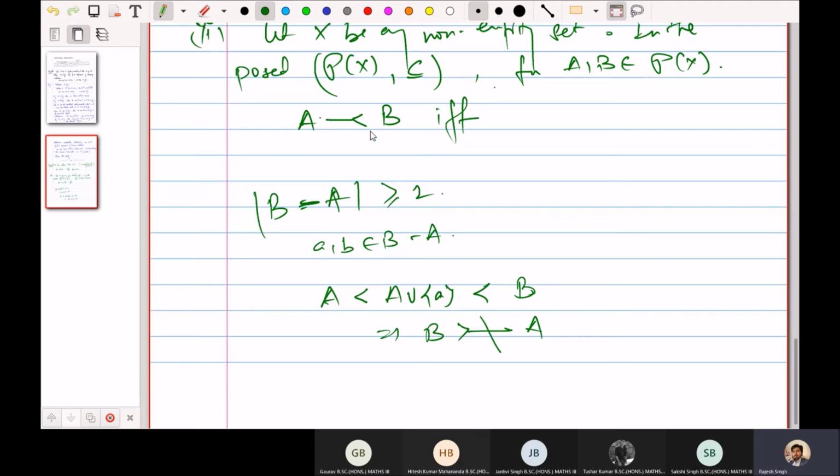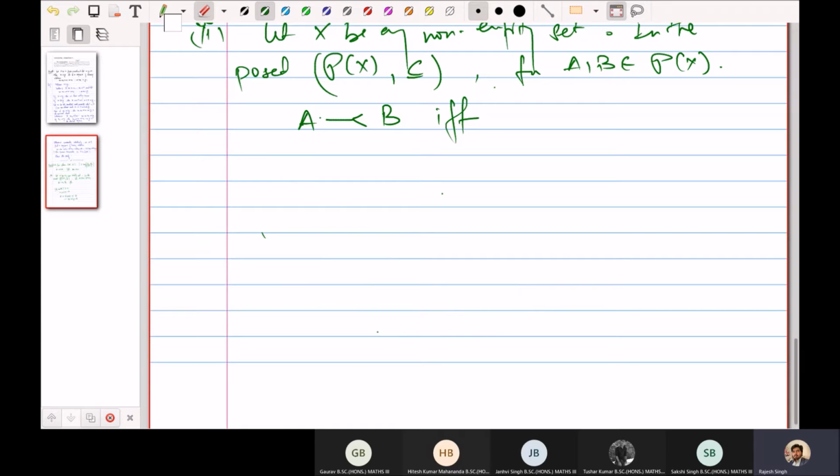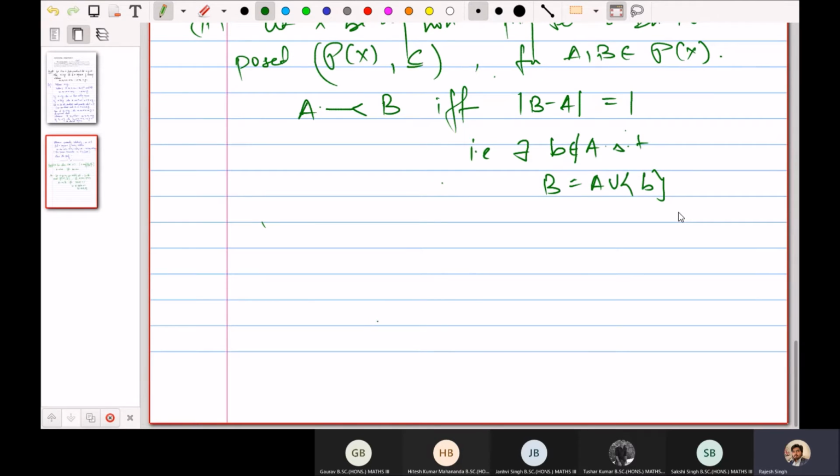A, yeah, but we are given A is covered by B, so cardinality of B minus A should be equal to 1, that is if and only if cardinality of B minus A is equal to 1, that is there exists b belonging to B such that B is equal to A union {b}, ठीक है, या इसको ऐसे भी लिख सकते हैं, that there exists b belonging to B, not belonging to A such that B is equal to A union {b}, is it fine? So covering relation सबको समझ में आ गया?